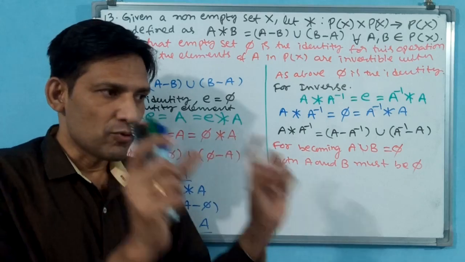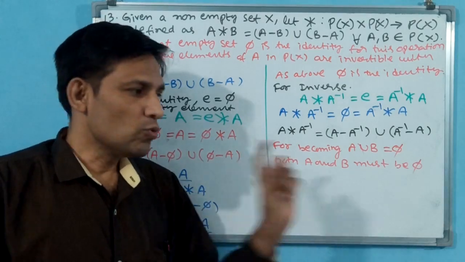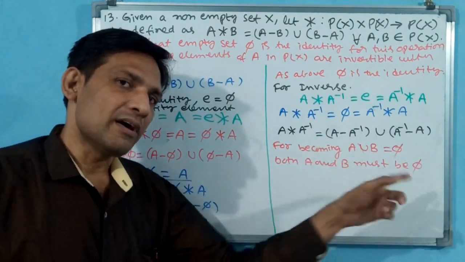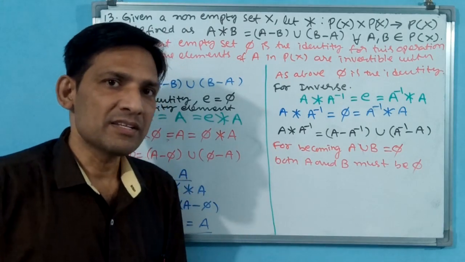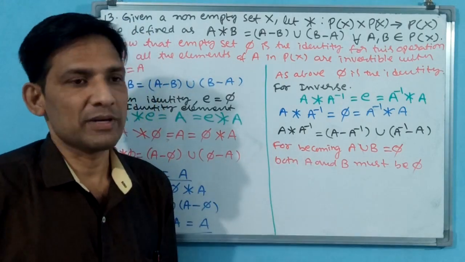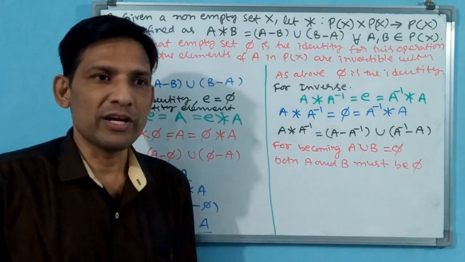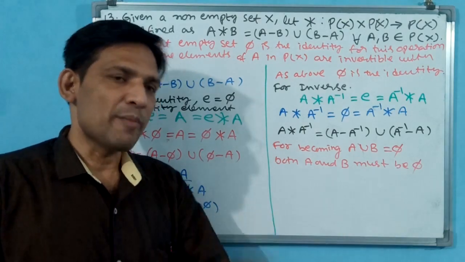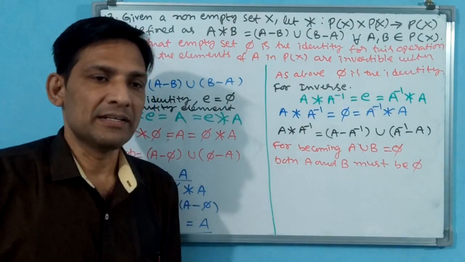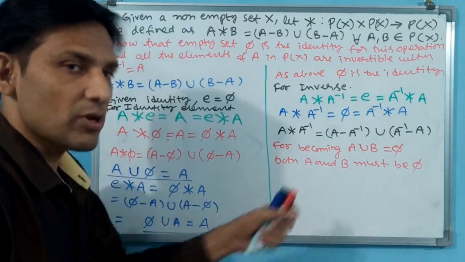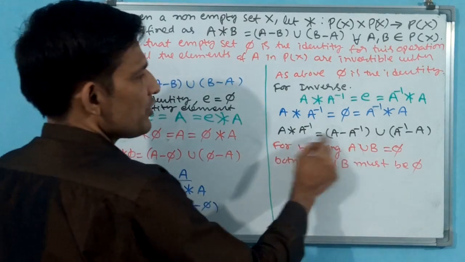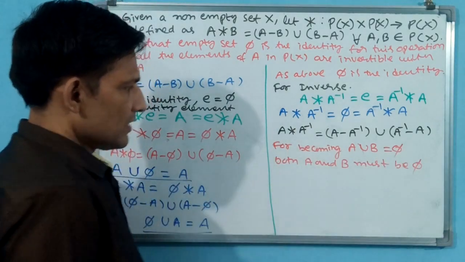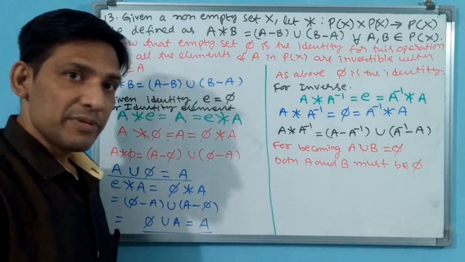By making the union of two sets, the answer is coming as the empty set. That means both must be empty. Then only it is possible. Two sets you are making union, and one set is coming as result, which means the other set is also empty. Okay, like that this is the logic. For A union B to be equal to the empty set, both A and B must be the empty set.